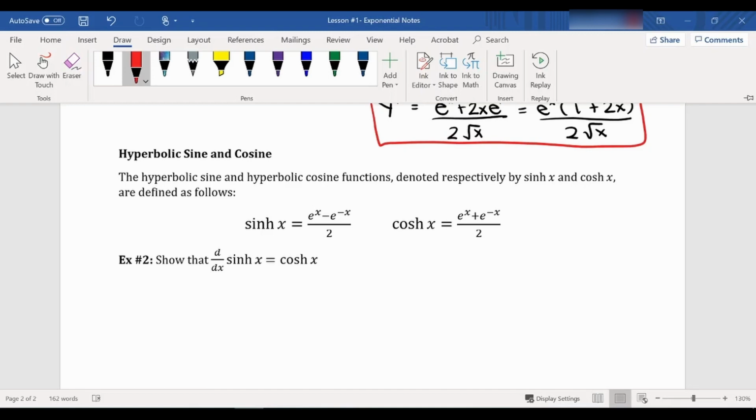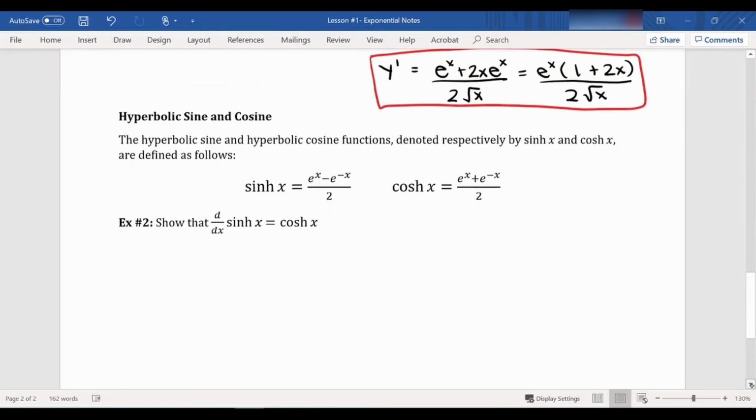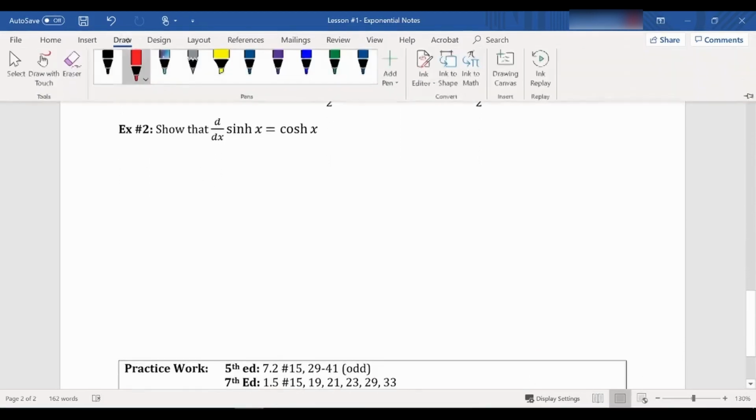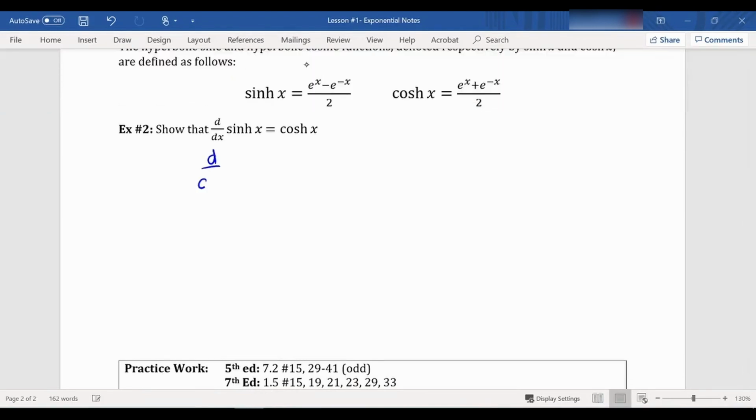We've been asked to show that the derivative of hyperbolic sine is equal to hyperbolic cosine. So in other words, we've been asked to show that the derivative of e to the x minus e to the negative x over 2, we're trying to show that this is equal to hyperbolic cosine x. So we want to find this derivative. So we can take this half out if we want.